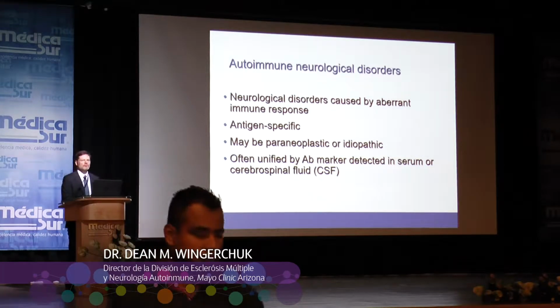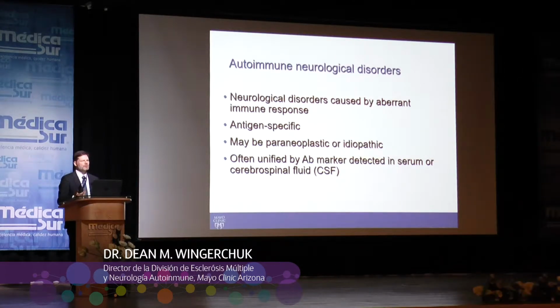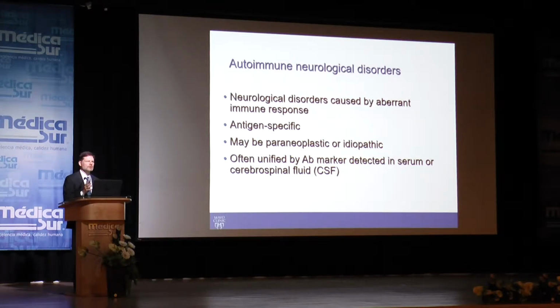So, autoimmune neurologic disorders, what are they? Well, simply put, they're neurologic conditions that appear to be caused by some type of aberrant immune response. They're antigen specific, and broadly speaking, they can be paraneoplastic, so the immune response initially triggered by a cancer, or idiopathic. And they can be unified by an antibody marker, detection of an antibody in serum, CSF, or both.